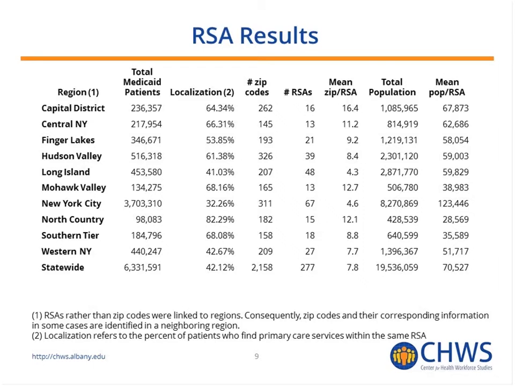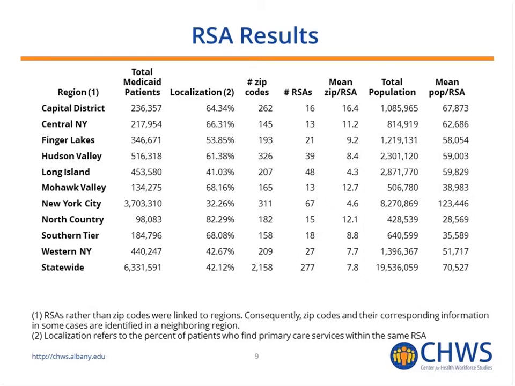The other interesting thing I want to talk about was localization. Localization is the percent of patients who find primary care services in their own RSAs. As you can see, if you can actually read that on your screen, localizations were much higher in rural areas than urban areas.